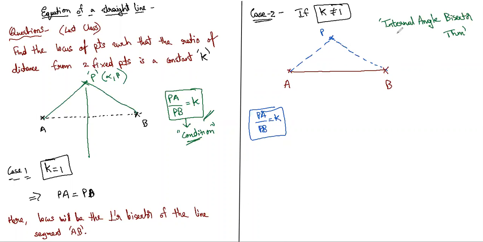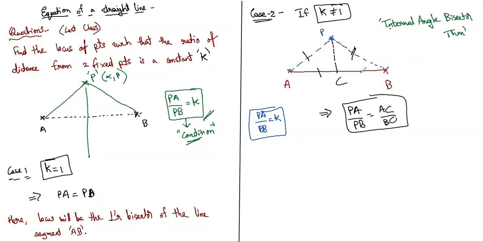Today you'll be taught. So the internal angle bisector theorem states that in a triangle, if you draw the internal angle bisector through a particular vertex, let us say vertex P, and that internal angle bisector intersects the opposite side at a point, let us call it C in this diagram, then PA by PB is equal to AC by BC. The ratio of PA and PB will be the same as AC is to BC.